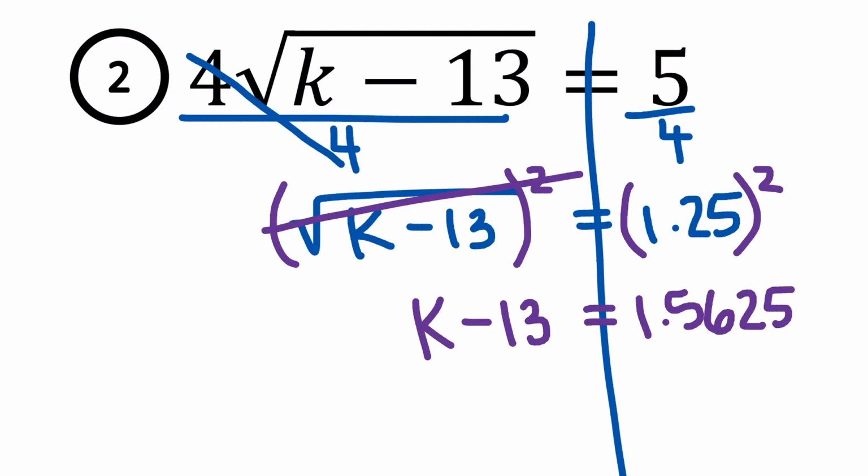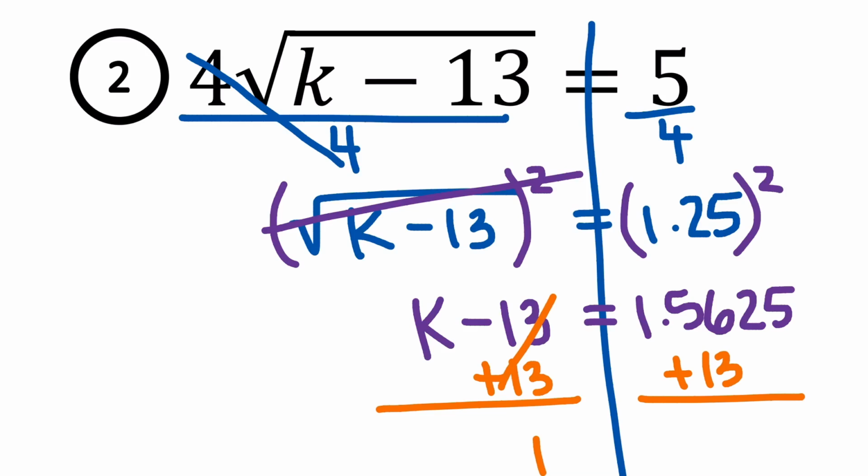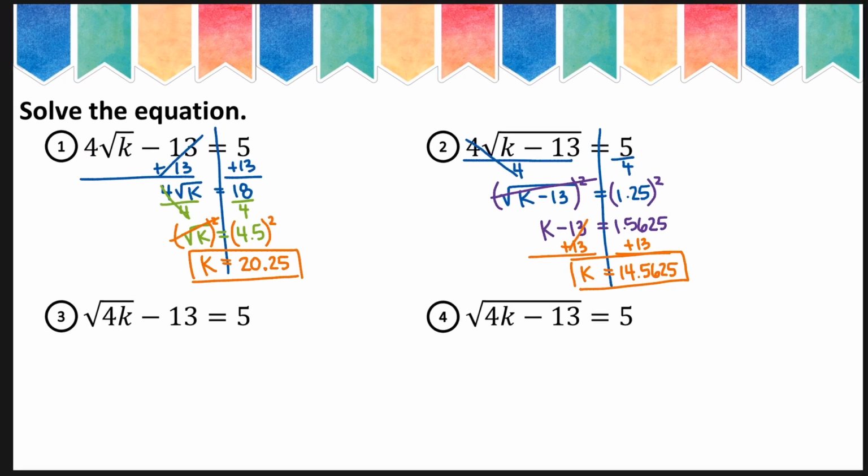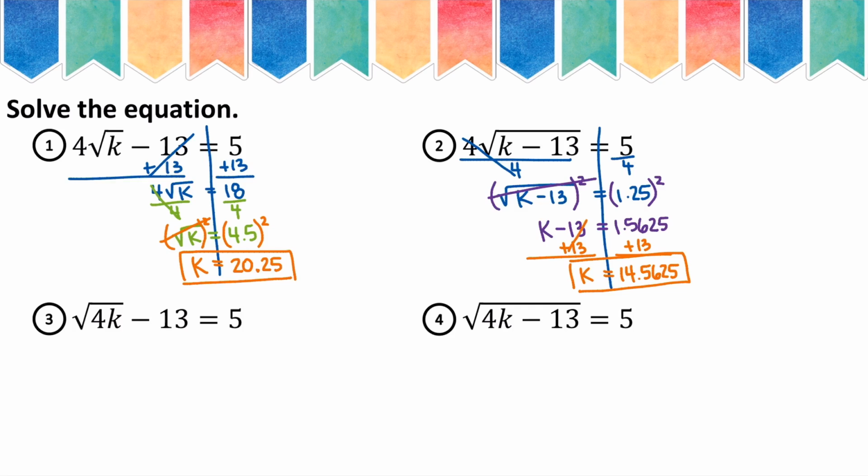And lastly, to get k by itself, I will add 13 to both sides. So in this problem, k will equal 14.5625, which is a very different answer than what we got in question number 1.